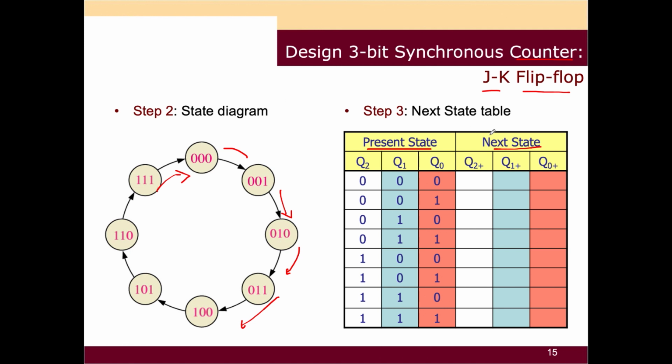And what you're going to see over here is the next state after 0, 0, 0 is going to be 0, 0, 1. And then from 0, 0, 1 it is going to be 0, 1, 0, and continue until the rest. This is step number 3.